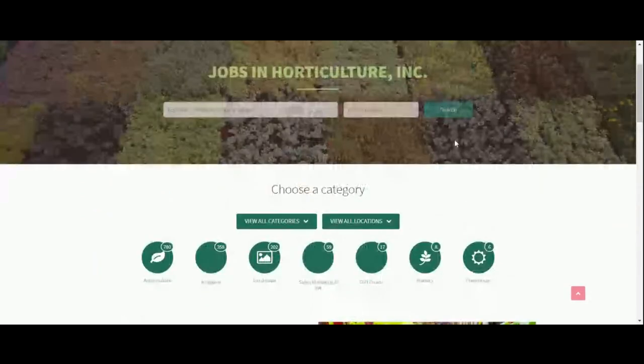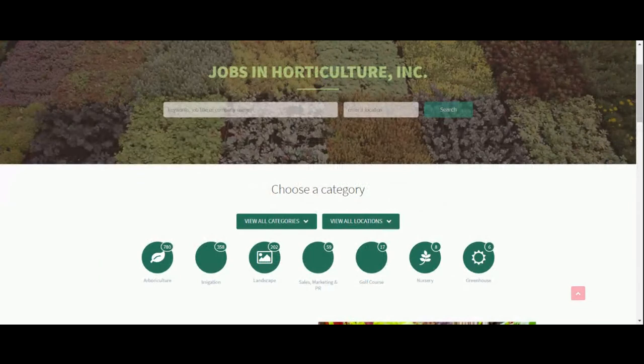So this particular website is providing you with job openings across the United States in several different categories. So this is not strictly jobs in the nursery industry. If you look across the bottom here, you see all these circles, and then they have little smaller circles that tell you there are 780 jobs that have been posted in the area of arboriculture, or some people say arborculture, which is the care of trees.